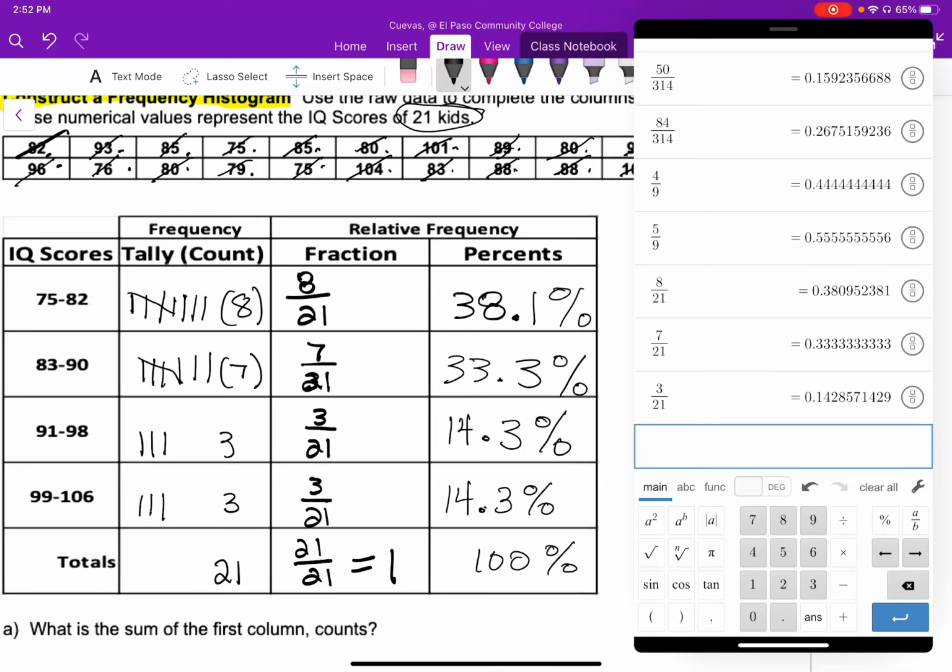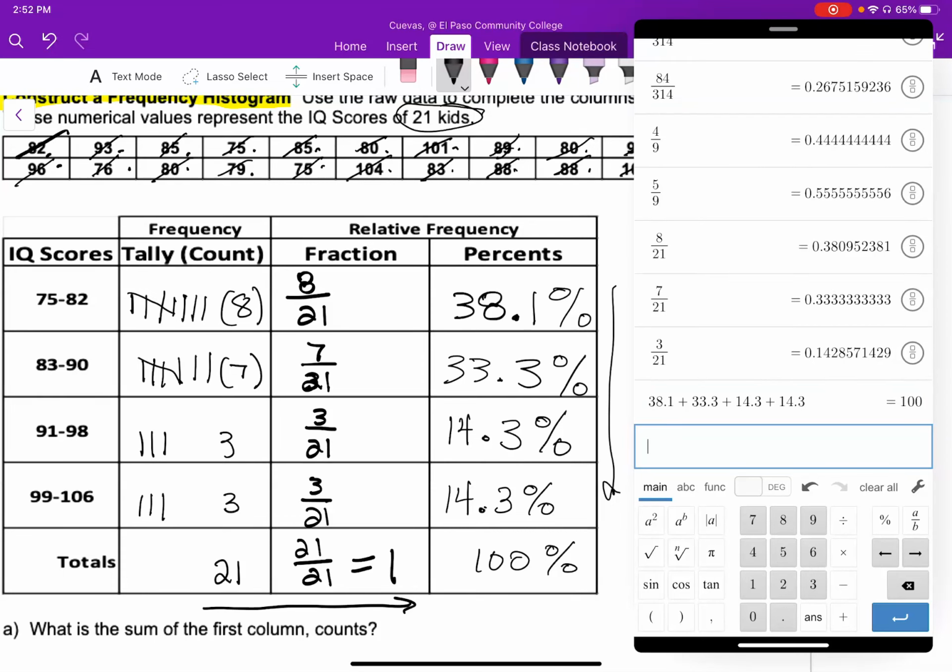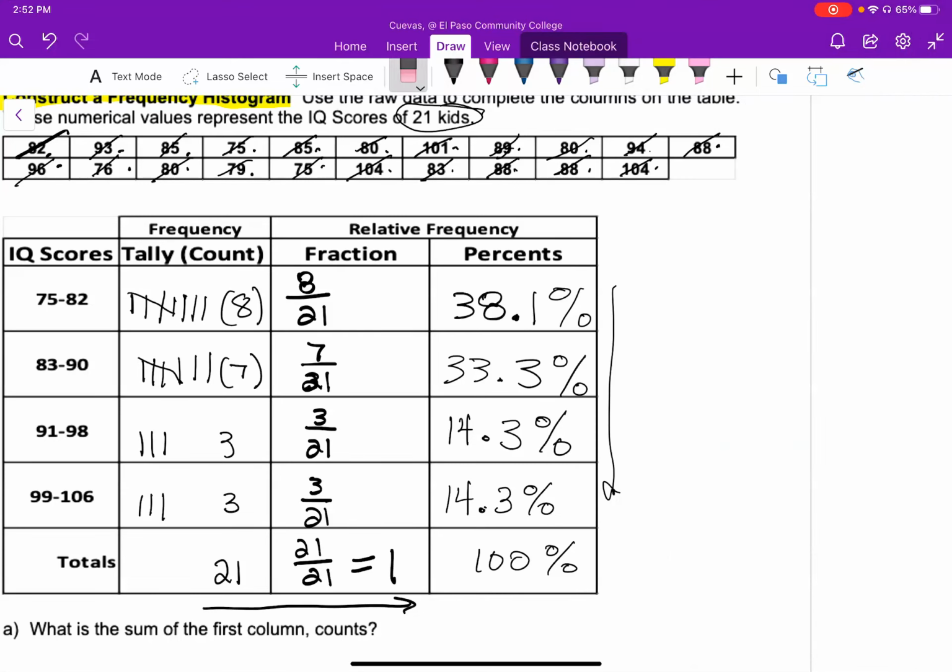Remember, our totals kind of come from 2 places. The 100 comes from here, and the 100 should come from here as well. Let's check it out. 38.1 plus 33.3 plus 14.3 and that's 100. Our rounding actually worked out beautifully. Sometimes it's not exact, but in this case, it looks great.